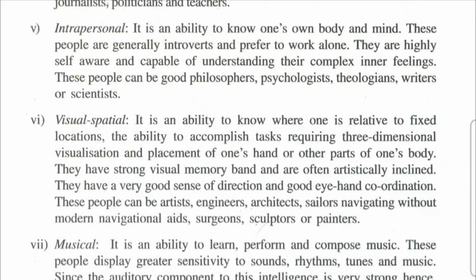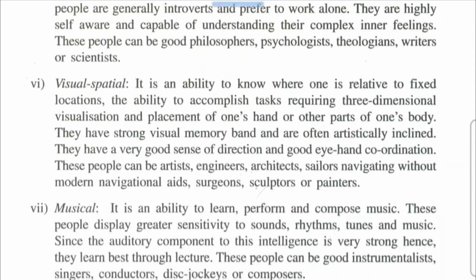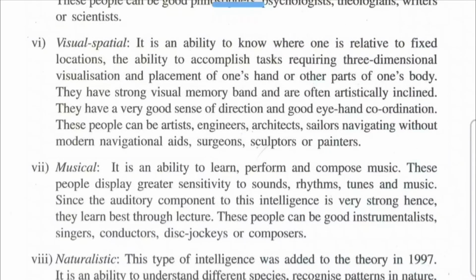Visual spatial. It is the ability to know where one is relative to fixed locations, the ability to accomplish tasks requiring three-dimensional visualization and placement of one's hand or other parts of one's body. They have a strong visual memory band and are often artistically inclined. They have a very good sense of direction and good eye-hand coordination. These people can be artists, engineers, architects, sailors navigating without modern navigational aids, surgeons, sculptors, or painters.